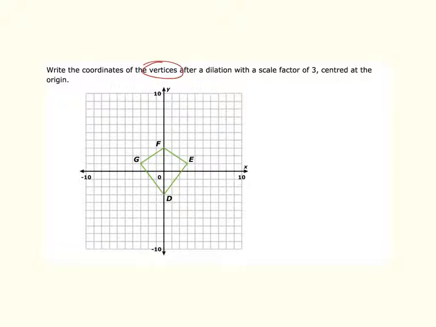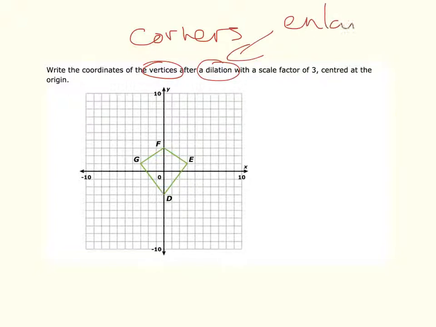Firstly, the word vertices, that means corners. Dilation, that means enlargement. Scale factor of 3, which is going to be important, and it's around the origin, which is here. So scale factor of 3 is important. So how we do this is, the first thing is, let's take one of the vertices.